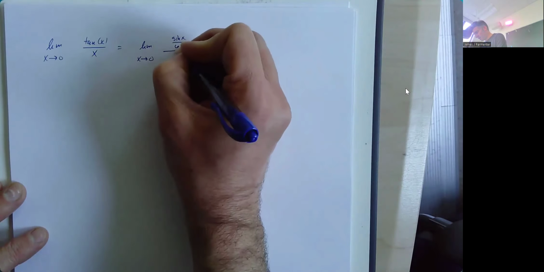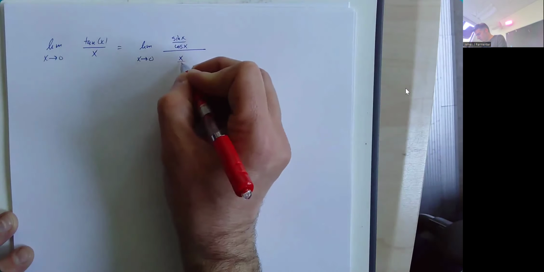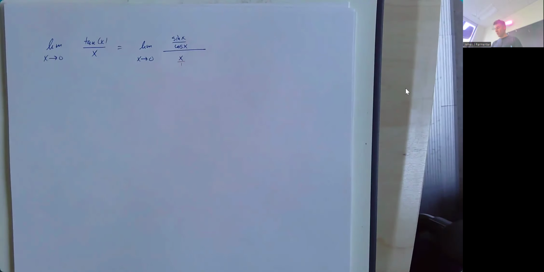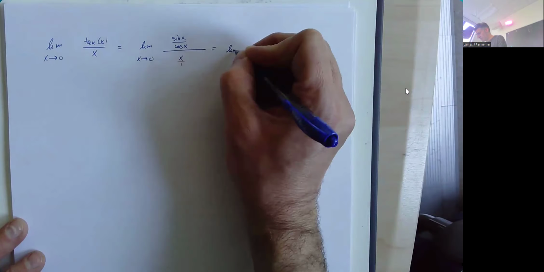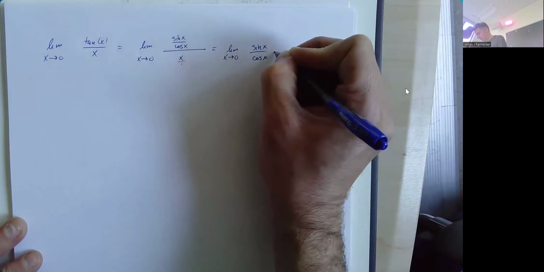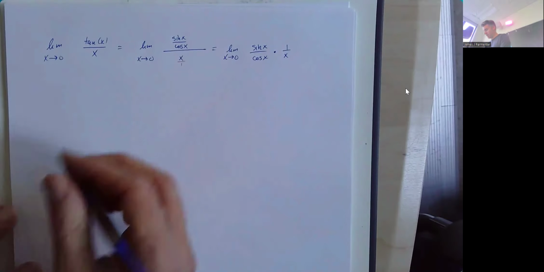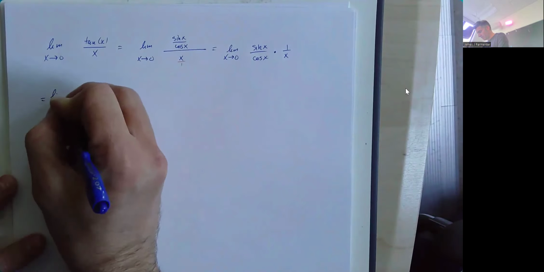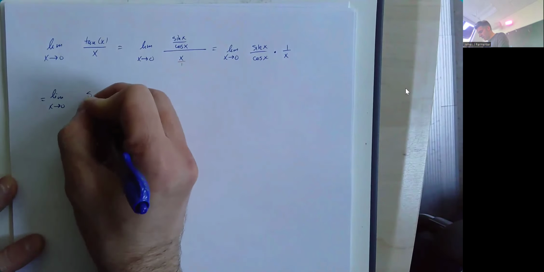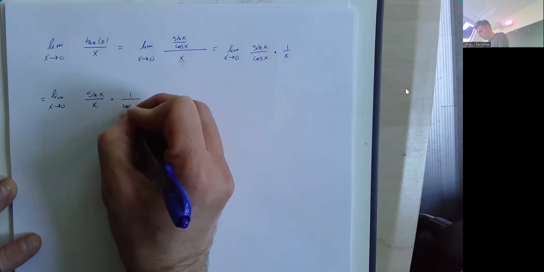So I have sine divided by cosine divided by x. I would encourage you to think of that as divided by x over 1, so that when I rewrite this, I can rewrite it as the limit as x goes to 0 of sine of x divided by cosine of x times 1 over x. And then I can group together the pieces that are convenient to me. I can rewrite this as the limit as x goes to 0 of sine of x divided by x times 1 over cosine of x.